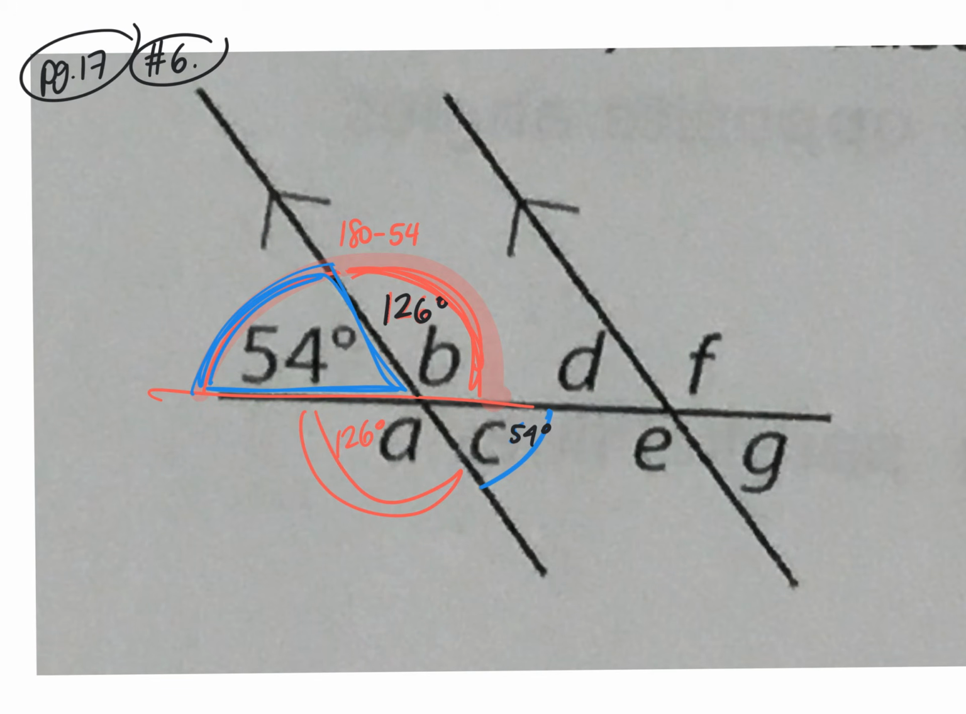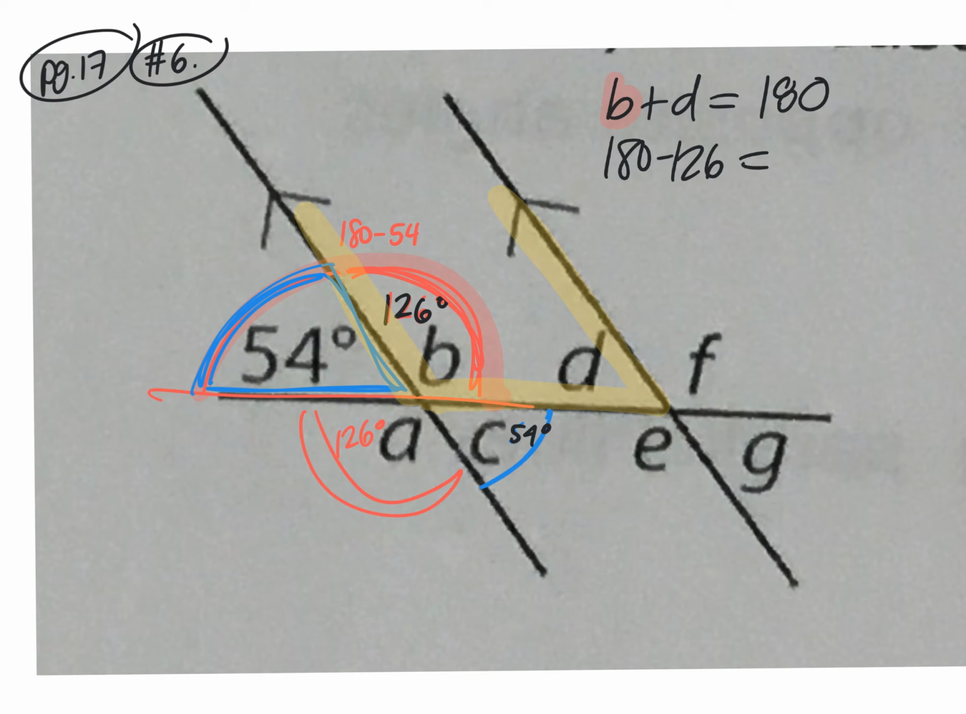So you said that B plus D, because they are interior. What do B plus D have to add up to? They are co-interior, 180, excellent. So 180 take away 126 equals 54. So again, this is 54.